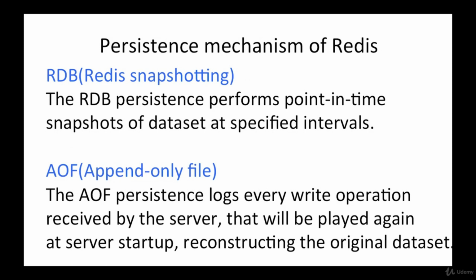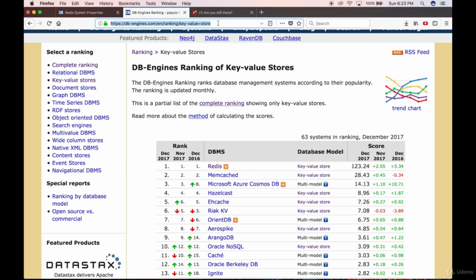The persistence mechanisms of Redis: one is RDB, Redis snapshotting, and another is AOF, append only file. The RDB persistence performs point-in-time snapshots of the dataset at specified intervals. AOF persistence logs every write operation received by the server that will be played again at server startup, reconstructing the original dataset. As per DB Engine, the topmost key value database is Redis.